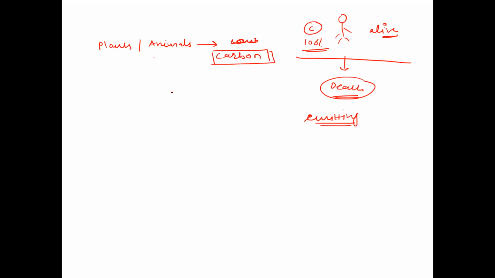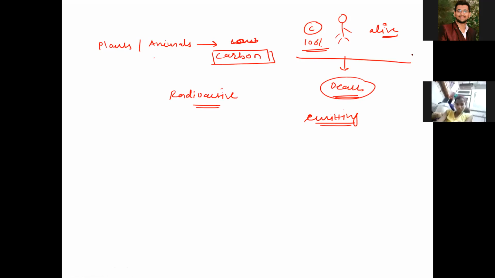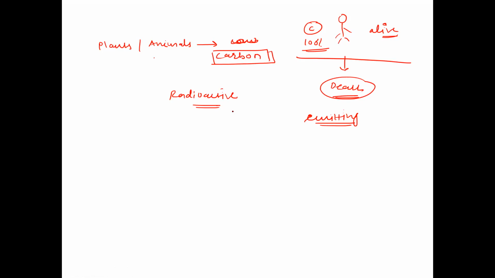It is what? Radioactive. Now what is the radioactive? As we know, radioactive का meaning क्या होता है? Radioactive, it means what? It is which substances which emit the radiations. So I can say carbon emit हो रहा है. Now try to understand. If carbon is emitting, it means the percentage of carbon is going to decrease.